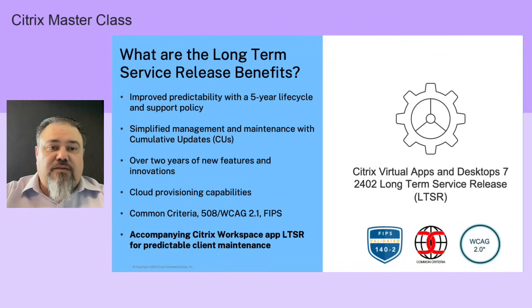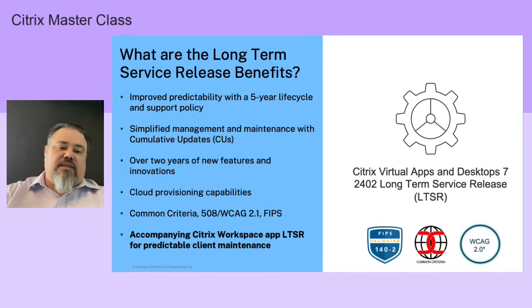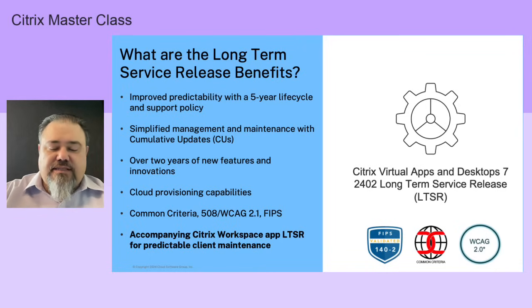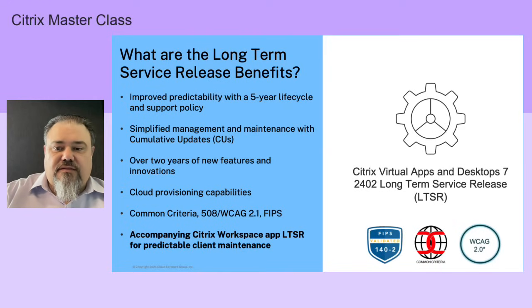For this one in particular, for 2402, we do have the cloud provisioning capabilities that are back. We kind of removed that in 2203, but it is back now with Citrix Universal License. The other thing we do is all the validation with Common Criteria, 508 and FIPS. We run through all that to get the latest validation of compliance. As well, we also have the Citrix Workspace app that does have an LTSR version, and we continue to support that through the life cycle of this release.